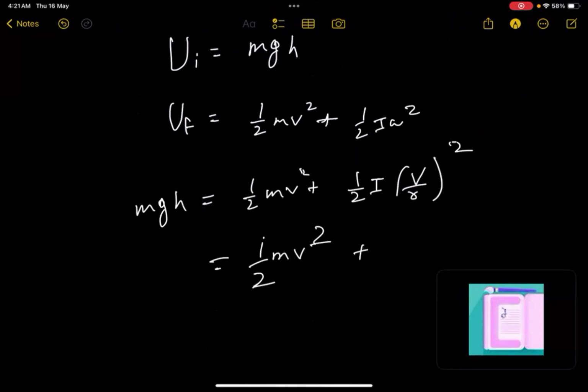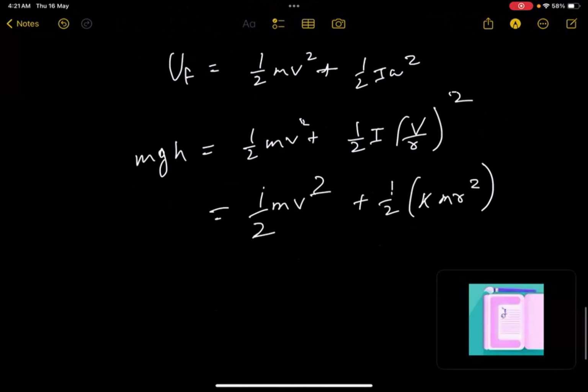plus. Now what is the I? So I is some constant k multiplied by mr square. You know this thing? That depends upon the geometry of the surface, the value of k. What is the value of k for this sphere? You have to check that. That may be given in your formula set, right?